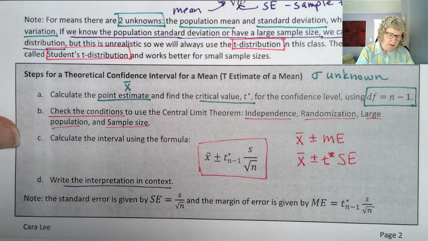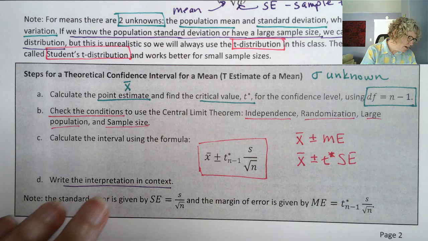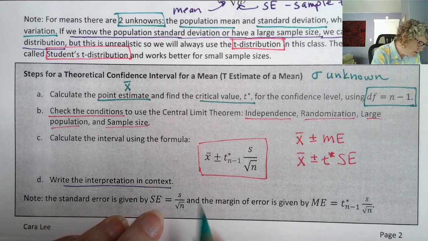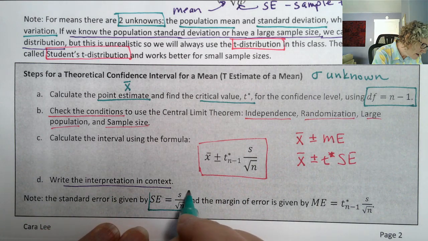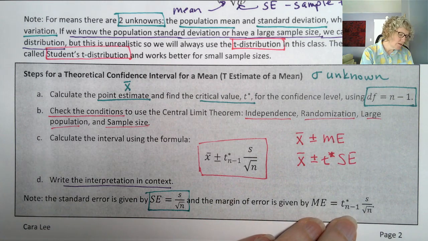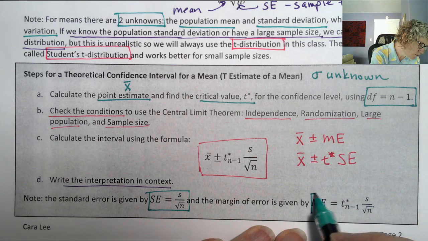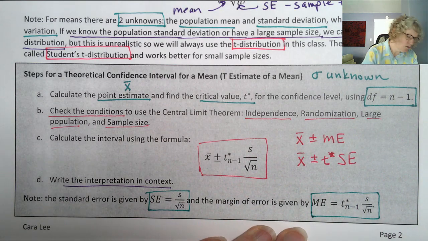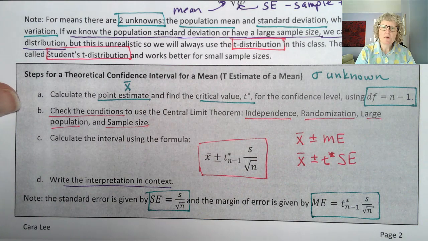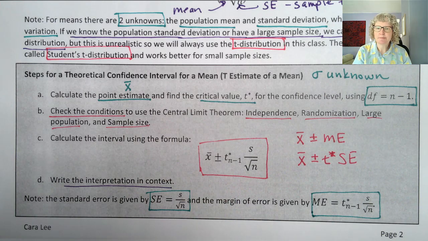Okay, and let's see, what is this note here? Okay, this is kind of what I wrote on the side. The standard error is given by this, s over square root of n. And the margin of error is the t star times that. Okay, so I have these other two formulas built in here if you want just one of those formulas, but ideally I hope you recognize all the parts of the confidence interval.